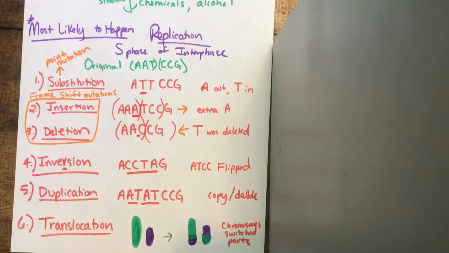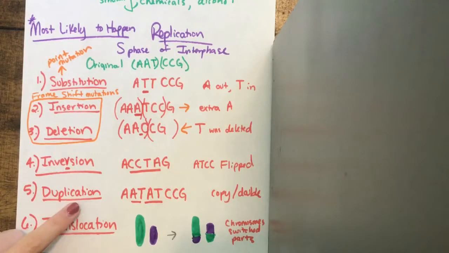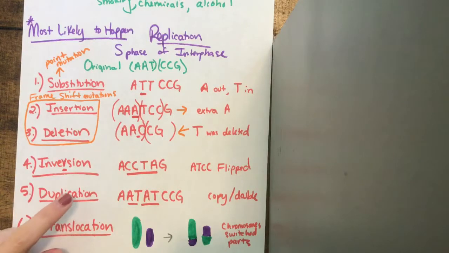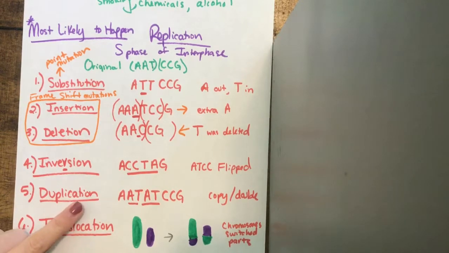All right, and that pretty much wraps up mutations. Once again, to see a duplication example on a chromosome, just go and do the practice Socrative.